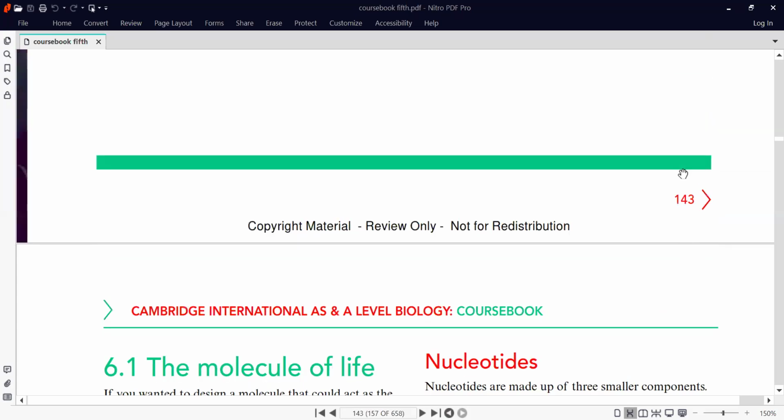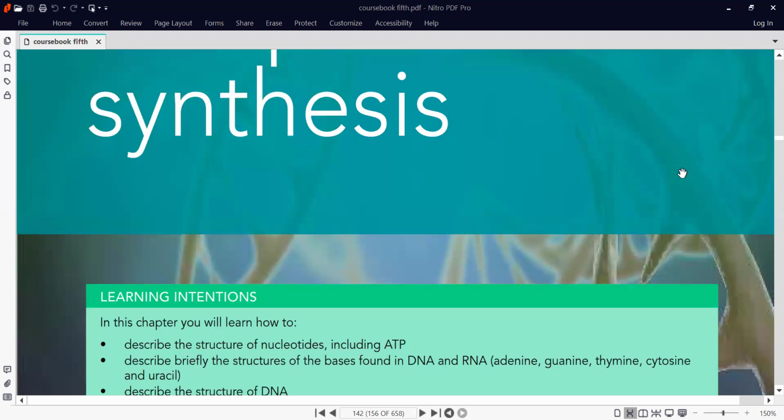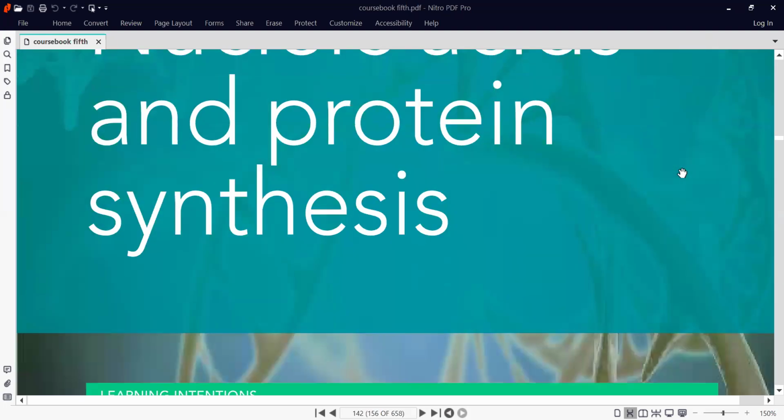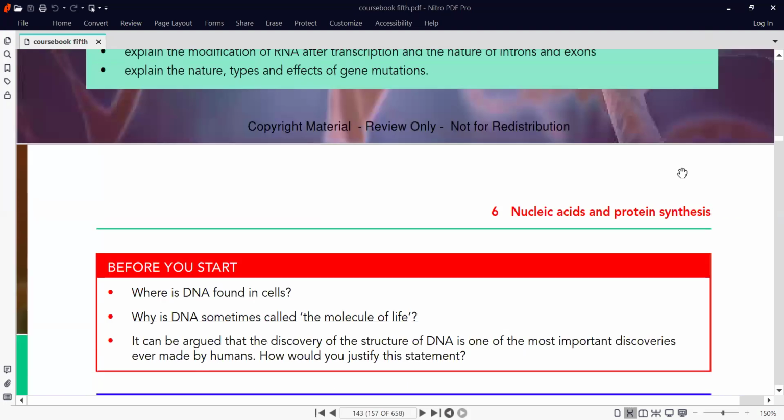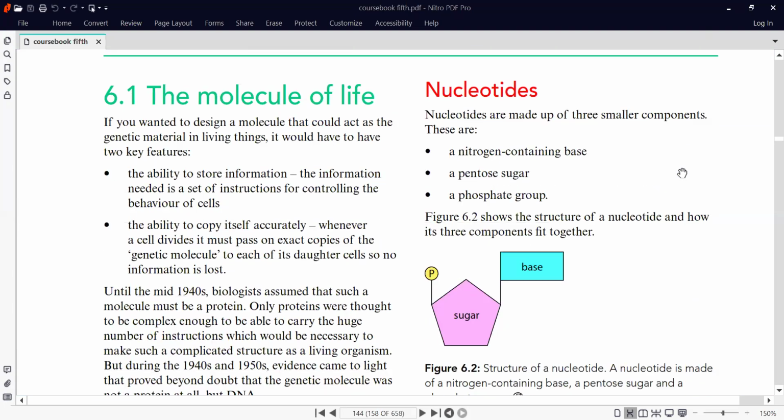Today the topic that we are going to start is related to nucleic acid and protein synthesis. In this chapter, we are going to first see the importance of nucleic acid, that is, the importance of DNA as a genetic material or as a hereditary material.